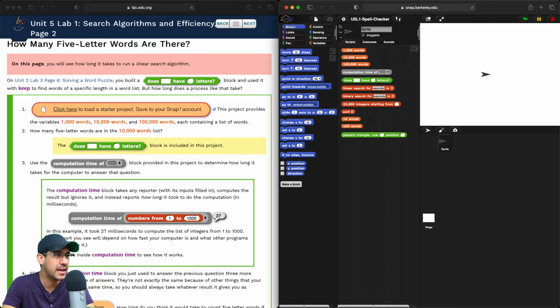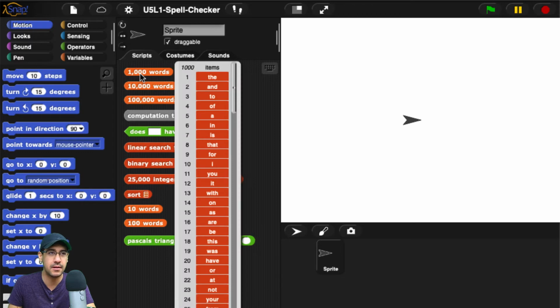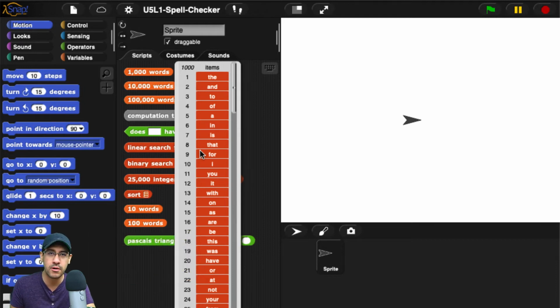So we're going to be using something that was already built in Unit 2, Lab 3, page 6. And I've already gone ahead and opened this sample project. So what they've already done is given us a bunch of variables that contain 1,000, 10,000, or 100,000 words. And it looks like the words are not sorted. So if things aren't sorted, it's not really easy to find them. Or if they're not organized in some sort of order, it's not very easy to find things inside of there.